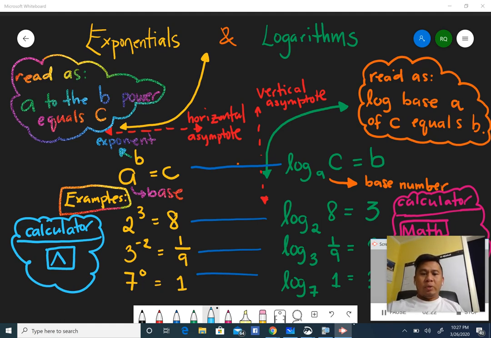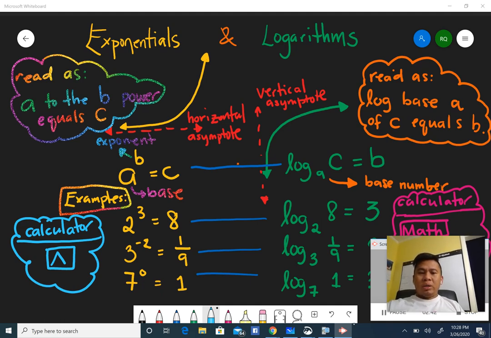So in here we can read this one as a to the b equals c, where a is the base and b is the exponent. In terms of logarithm, we can write it as follows. Logarithm base a of c is equal to b. So that's how it was read.